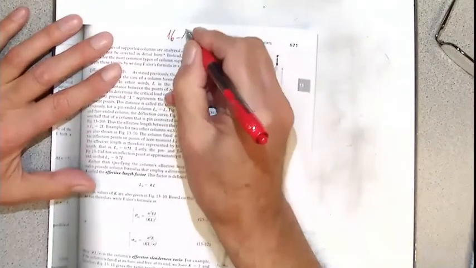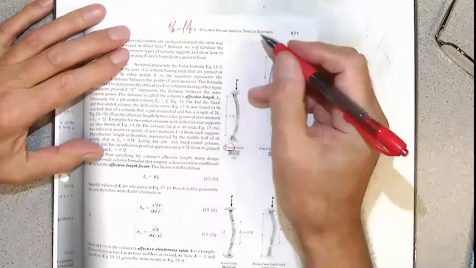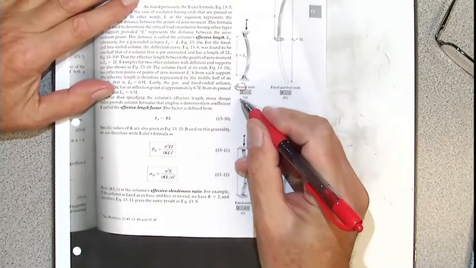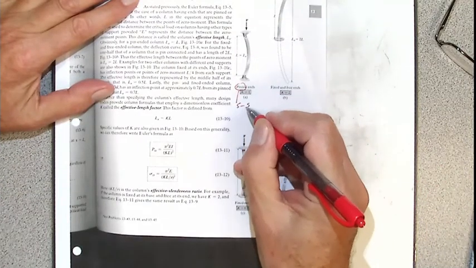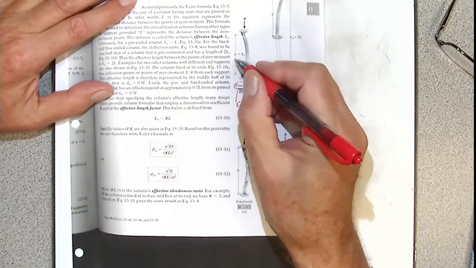16.11. And that is pinned ends in the book. That is our book. Means simply supported. So K, big K equals 1. So L effective equals L.